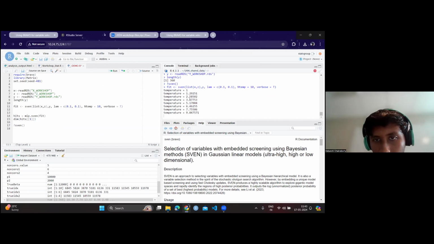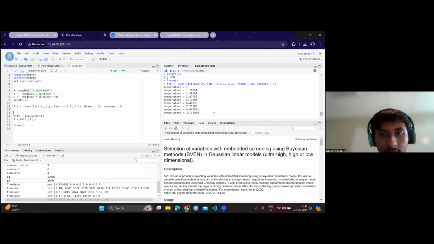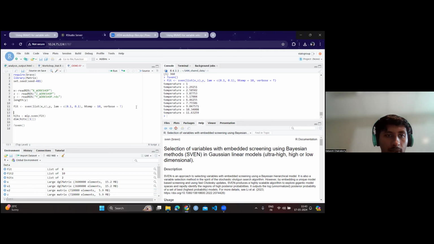Okay, so 1, 2, 3, 4, 5, 6, 7, 8. For 8 temperatures, it's running pretty fast. It's almost done, I think. One more to go. Okay, there we are. So our model is fitted.